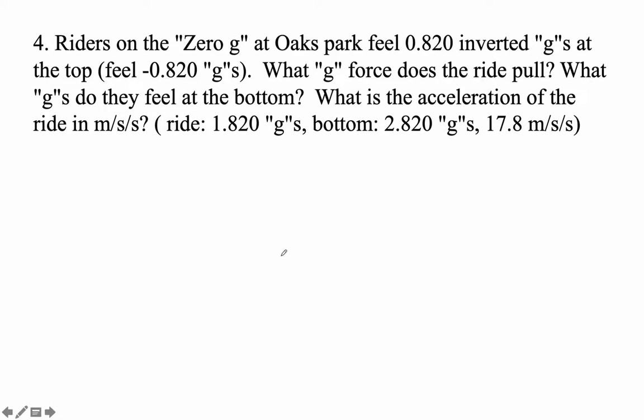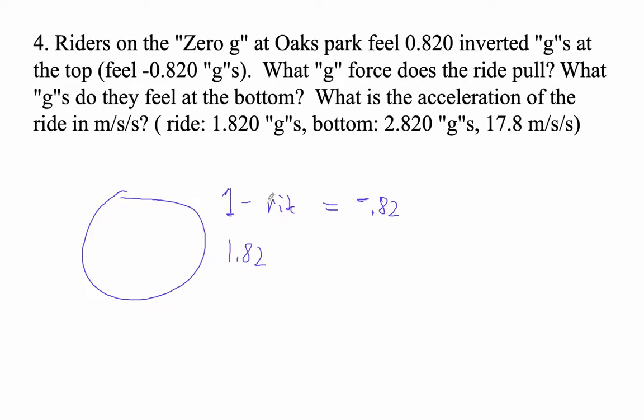Okay, riders on the 0G at Oaks Park feel 0.82 G's inverted. So they're actually feeling a G force down at the top. So 1 minus the ride is, when it says it's inverted, say that it's negative 0.82, right? So what do we subtract from 1 to get negative 0.82? And the answer is that the ride is 1.82, right? 1 minus 1.82 would give you negative 0.82.